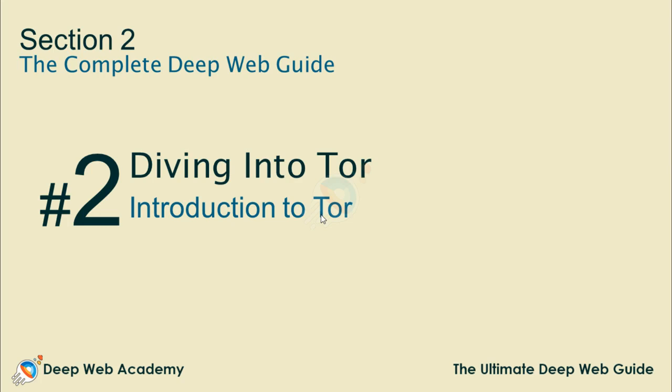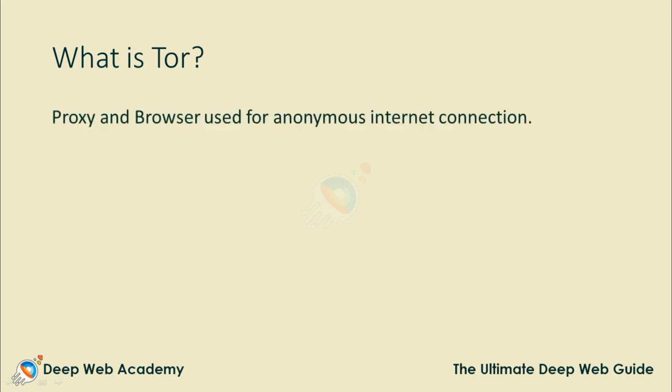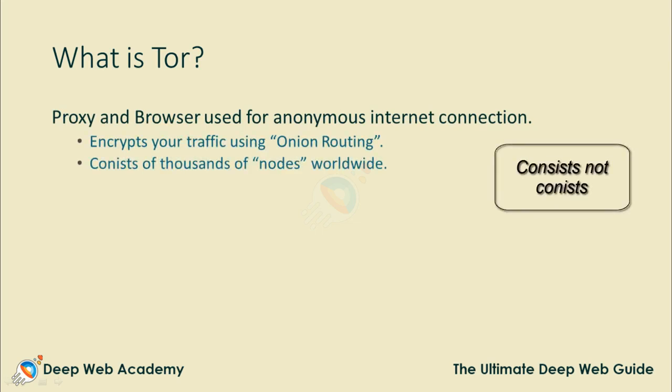going to actually get hands-on with learning a little bit more about onion routing. So of course let's answer the big question, what is Tor? Well, Tor is best explained as a proxy and browser used for anonymous internet connection. It encrypts all the traffic you send to the internet using onion routing, and it consists of thousands of different nodes that you will connect to worldwide. And as of now, it is the best anonymity network available for people to use. That's the basic idea of Tor.